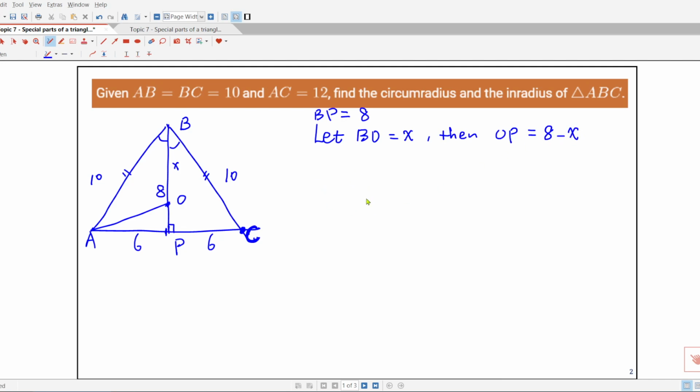And then we can apply the Pythagorean theorem to triangle OAP. So we have OA square equals AP square plus OP square, right? OA is X square. AP square is 36 plus OP square. OP square is 8 minus X square, right? And simplify this equation.